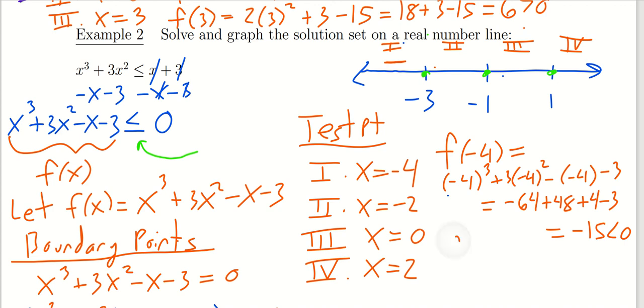You would then repeat this. I'm just going to skip a little bit of the work. If you plug -2 into f, I guarantee that it's going to be positive. So in region 2, the function is going to be positive.